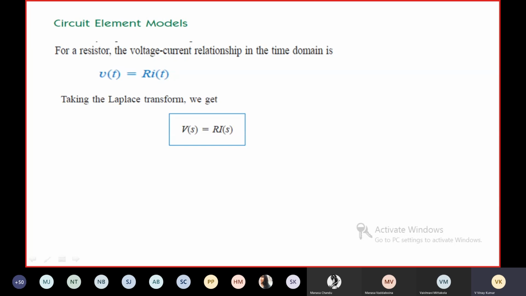Okay, coming to circuit models. Resistance having the value of R. Okay, let V of t be the voltage across R, and I of t the current flowing through R. You know the voltage-current relationship of the resistor is V is equal to IR. Okay, simply you write V is equal to IR, right?